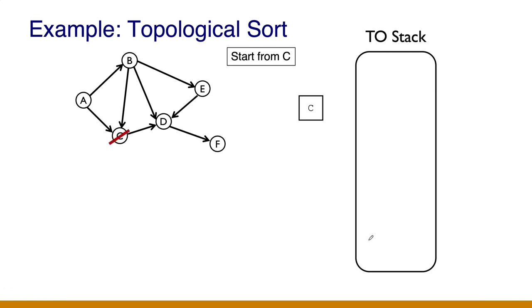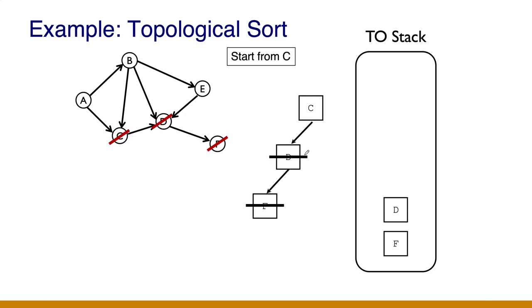Again, C is visited. From C, you can go to D. From D, you can go to F, right? So you can begin to backtrack. From F, you cannot go anywhere. So you push it into the TO stack. You backtrack to D again over here. D doesn't have any alternative. So again, you push that into the TO stack. Finally, you are back to C, right? Also, you have no options, so you push it into the stack.